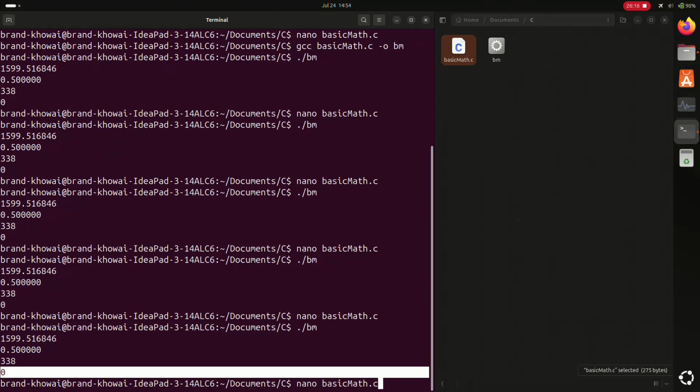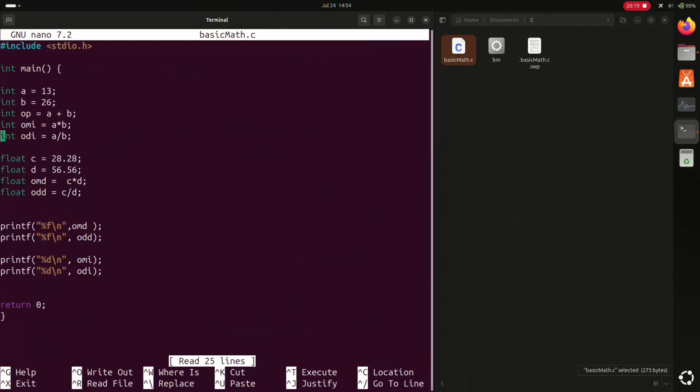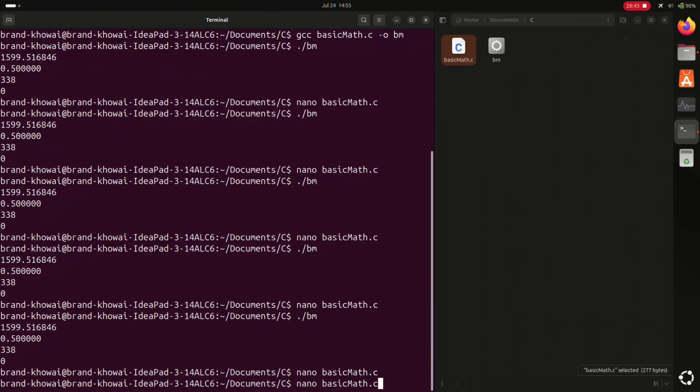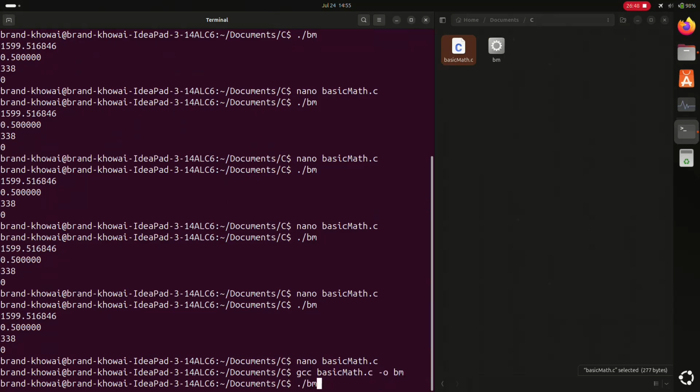So how to correct this mistake? We have to get into our code. Now see, here A divided by B, that means 13 divided by 26. 13 divided by 26 is 0.5, which is obviously not an integer number, it is a decimal number. So we have to write float here, and here we have to write percentage f instead of percentage d. Now Control X, Y, enter. We again have to compile the code, gcc. Yes, now we have to run.